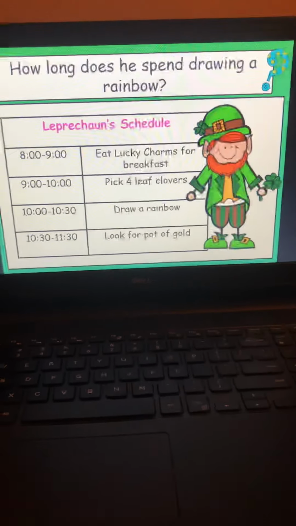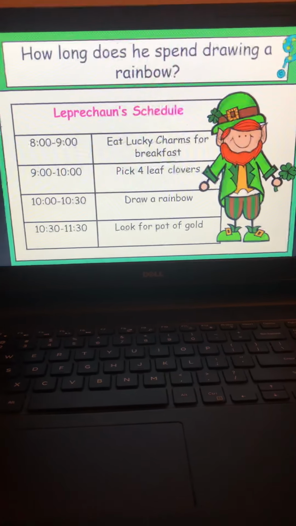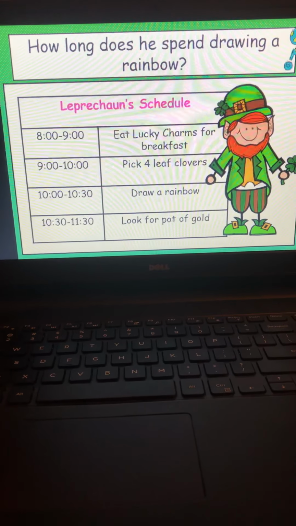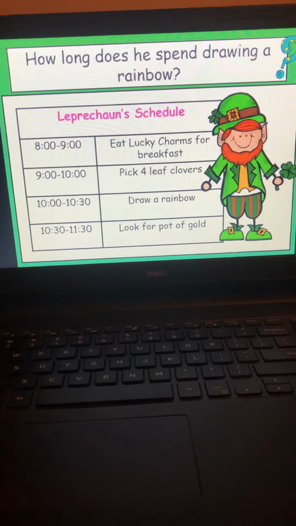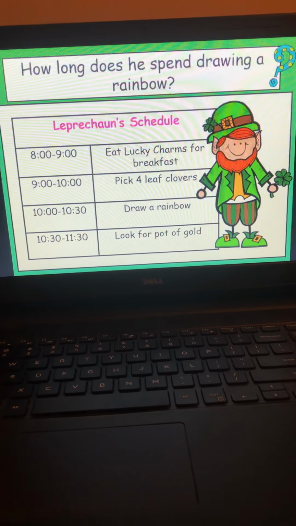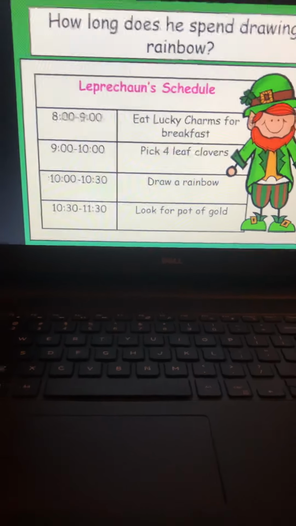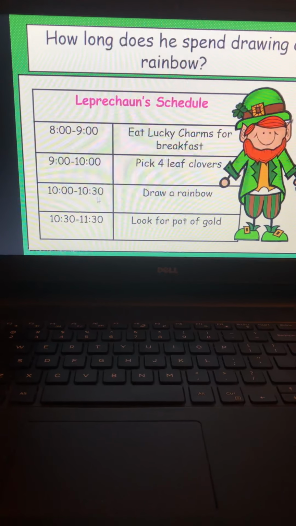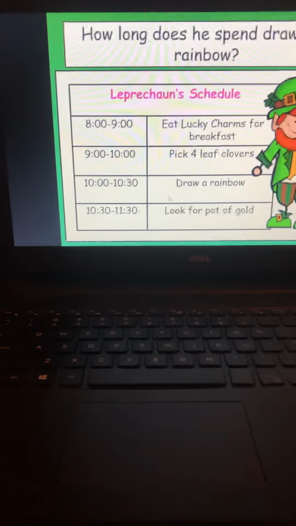How long does he spend drawing a rainbow? This one's a little trickier. I'll give you a second to see if you can get it. How long does he take to draw the rainbow? Okay, the reason this one's tricky is because it happens from 10 o'clock to 10:30. So we're not dealing with hours anymore, we're dealing with minutes. I'll show you what I mean by that.